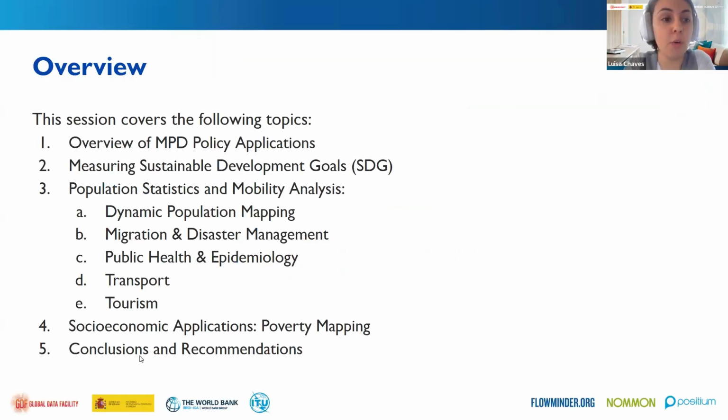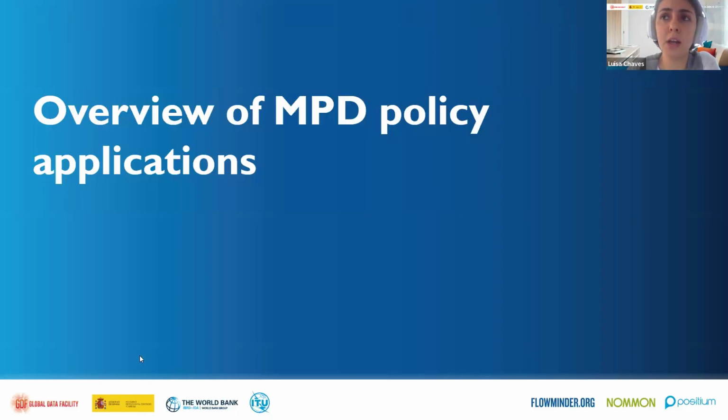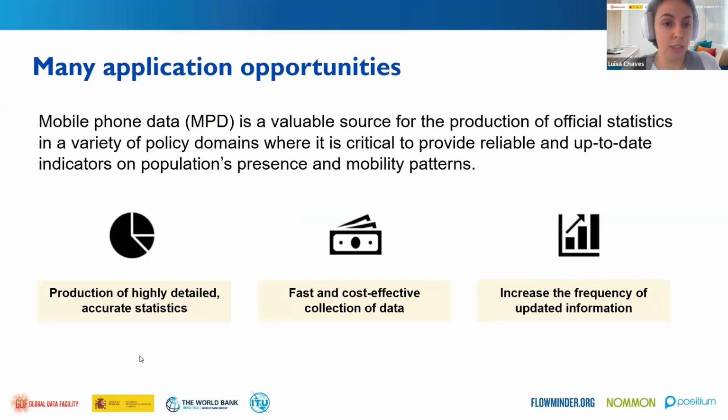So a brief overview. Today we're going to talk about an overview of MPD for policy applications. Specifically, we are going to focus on three groups of indicators: measuring sustainable development goals, population statistics and mobility analysis, and socio-economic applications, more specifically poverty maps. And then we're going to end up with conclusions and recommendations. So let's start with the overview of MPD and policy applications.